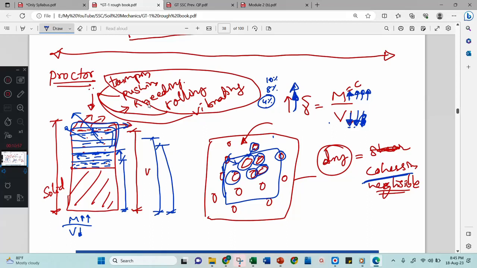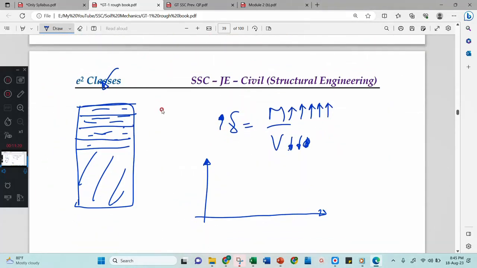Why? Because density of air is 1.2 kg per meter cube, and density of water is 1000 kg per meter cube. Sorry for the inconvenience, sorry for the mistake. No, this is 1000 and this is 1.2. Initially we will have it like this, that is, mass increment will be with 3 arrows, then volume decrement will be with 2 arrows, then the density will increase, then it will go like this. Then later the density starts decreasing.